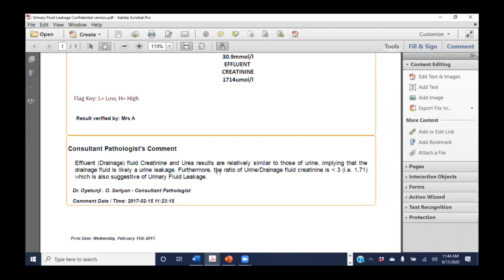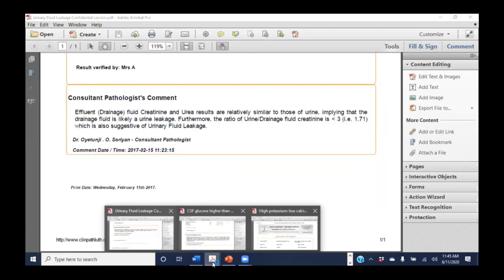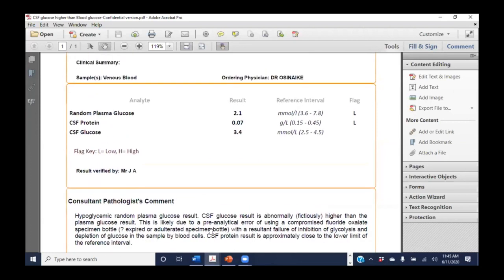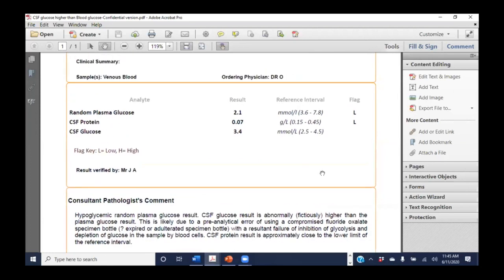So that is just one. This one is about a pre-analytical issue, a CSF. CSF is an emergency. It's one of our emergency analytes in chemical pathology. I'm rounding up now. Around the clock, we must generate results within minutes. We cannot wait, it's an emergency. So this came in, and you can see here that the blood glucose was already in the hypoglycemic range, and the CSF glucose was even higher than the blood glucose.